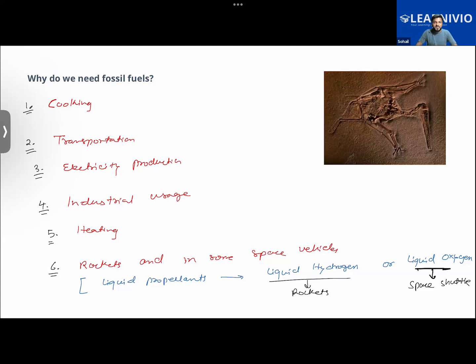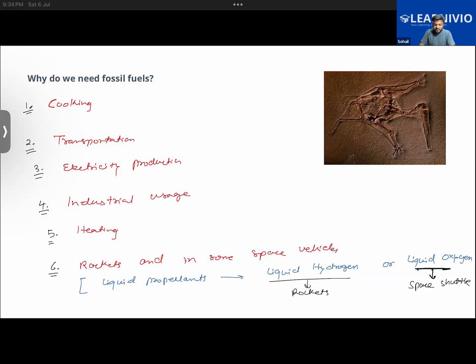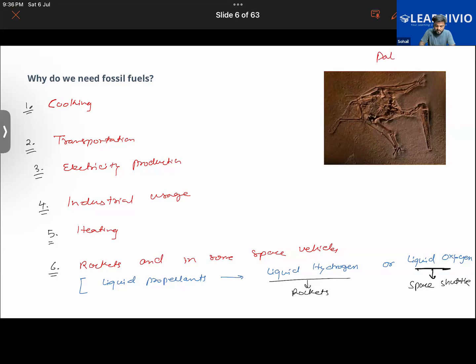With the help of the study of fossils, we are able to study the history of life on Earth. We are able to study how life evolved on Earth. That is what we study in the field of paleontology. Let me write it down over here. Paleontology, that is the study of fossils.